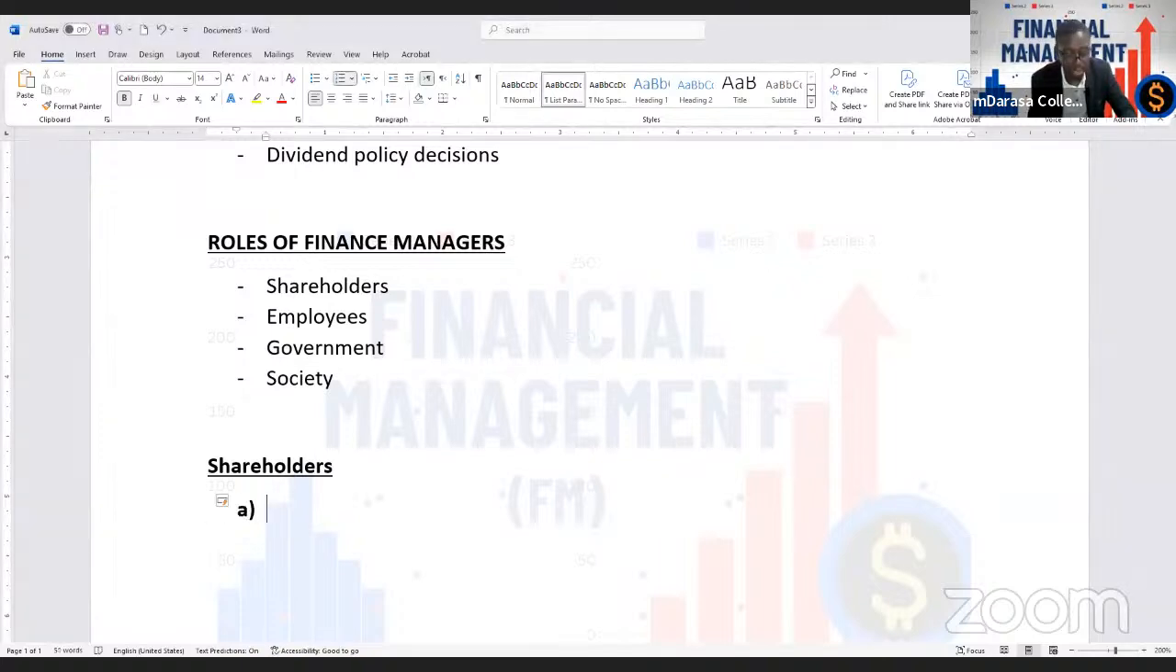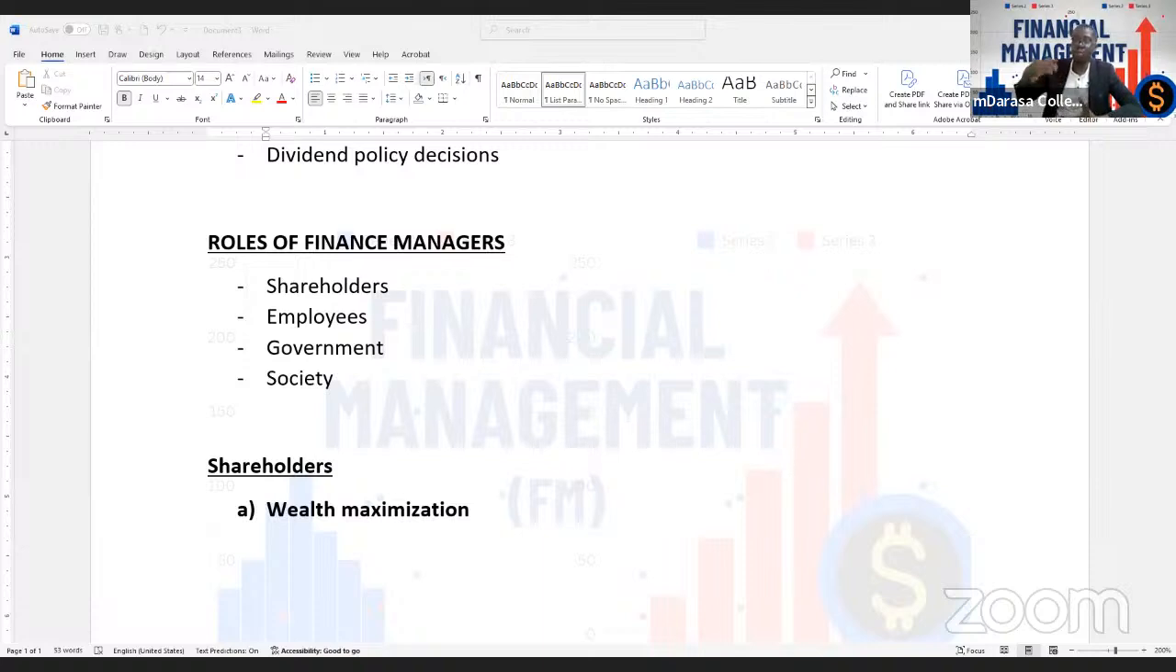This is really about wealth maximization. It is the first role of finance managers to shareholders, and we're going to explain this. In relation to wealth maximization, why are we employing these finance managers? It is to make sure that, because they have the knowledge, they are making the investments on our behalf as shareholders, so that at the end of the day my wealth should grow as an investor.